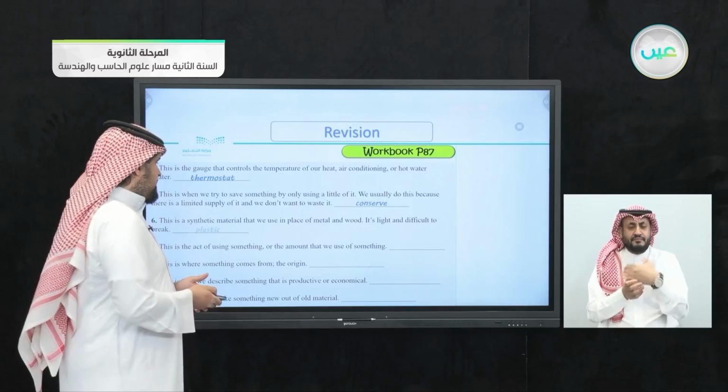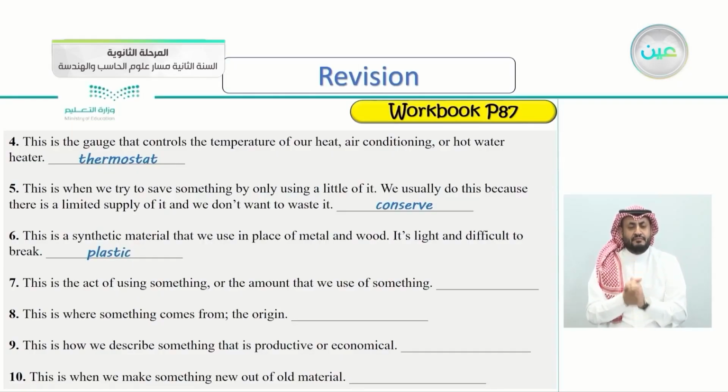Let's check the answer here together. We call it plastic. Number 7, this is the act of using something or the amount that we use of something. Again, this is the act of using something or the amount of using something. What do we call this? When we use something, the act of using something or the amount that we use this thing.